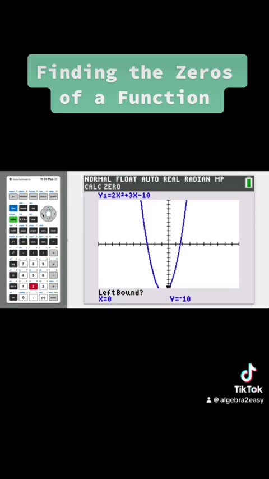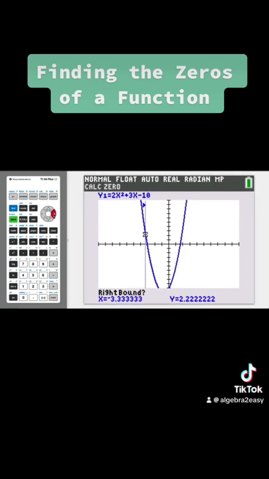I'm going to click the arrow to the left to move my cursor to the left of where I think the zero is located. I think the zero is located right here, so I move the cursor to the left bound of that point and press Enter. Now it's asking for the right bound.